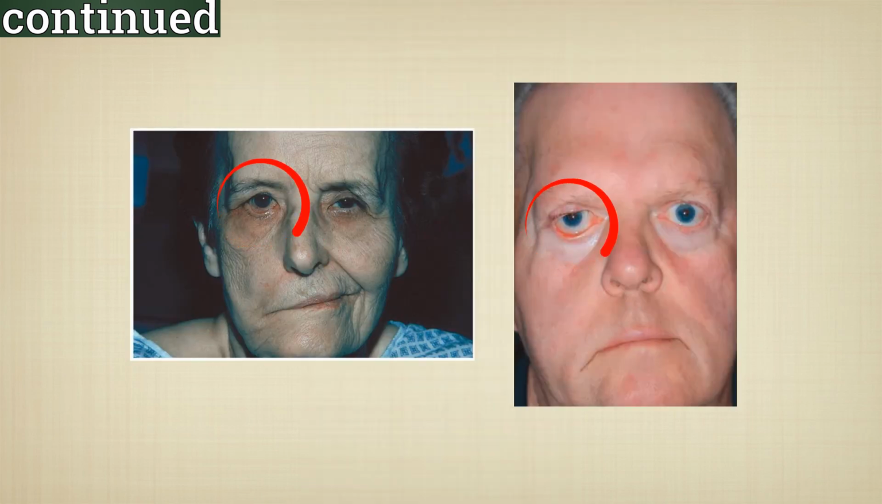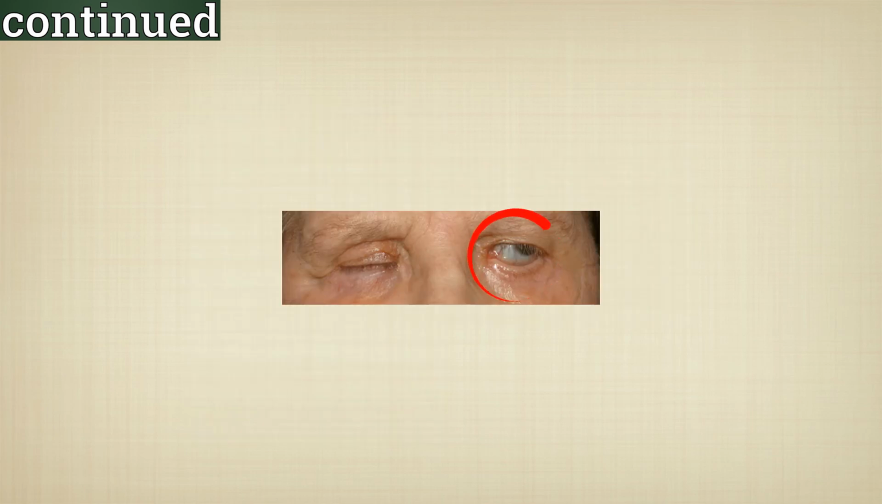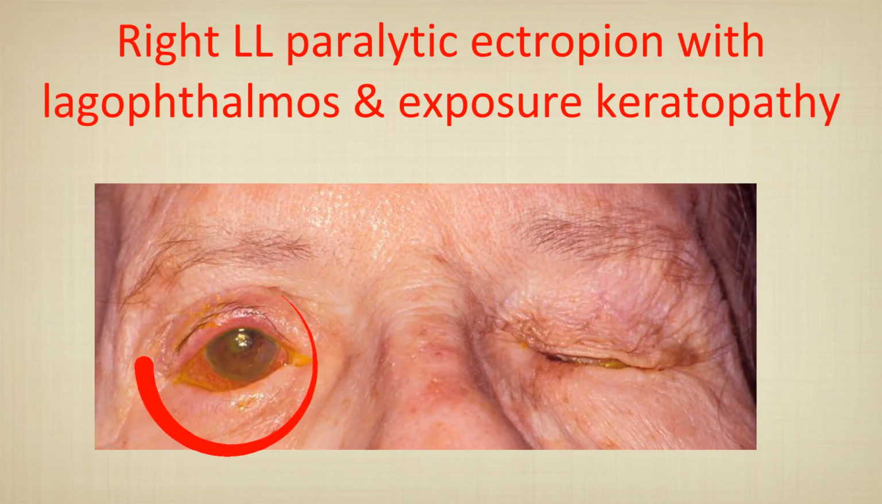Other examples of paralytic lower eyelid ectropion with lagophthalmos. Paralytic lower eyelid ectropion complicated with lagophthalmos and exposure keratopathy.